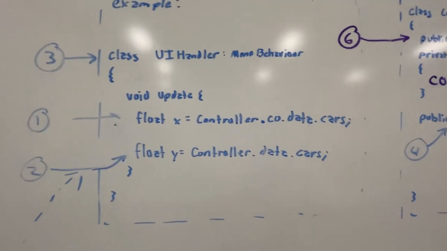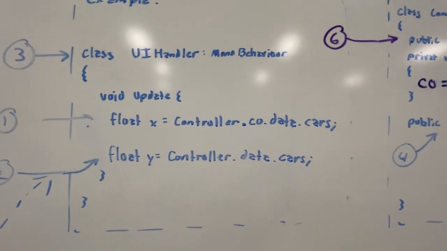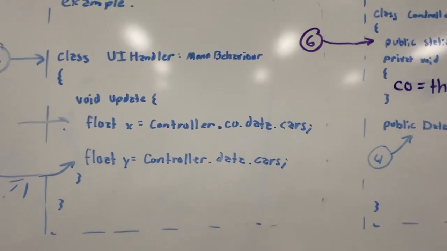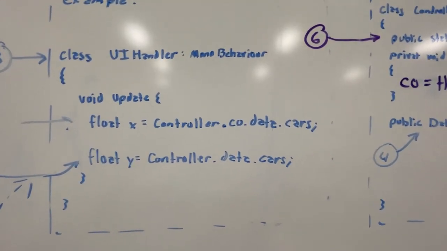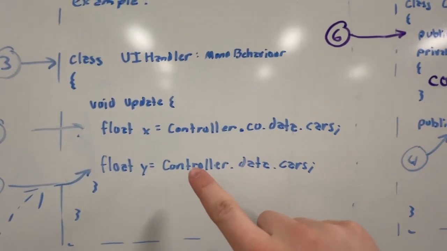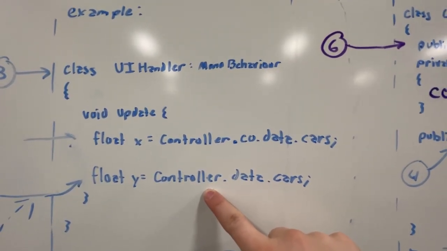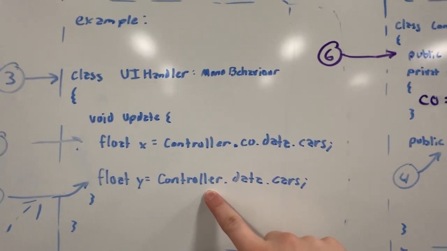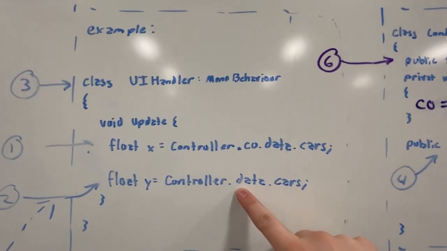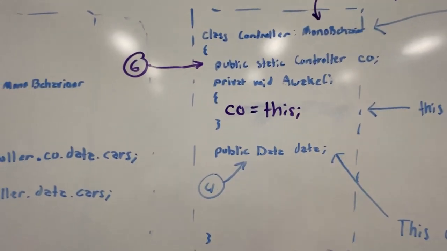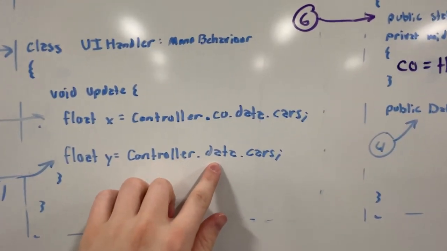So let's talk about the second one. What's wrong with this? Why can't we just jump straight into accessing data? Well, here's our issue here. One, we start with this controller, right? This is good. However, since we are trying to access this class statically, data must be static. And in this case, it is not static. So this is not legal.